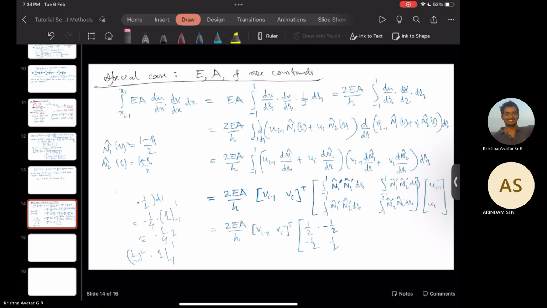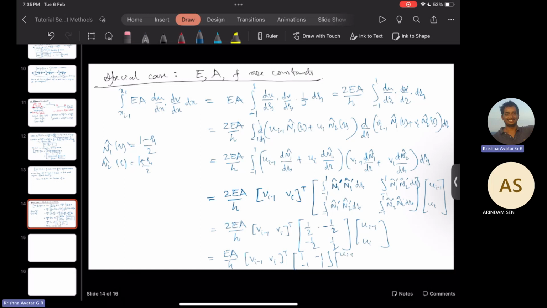This is a simple integration since these are all linear functions. And this we can write as ui minus 1, ui. The more simplified version would be to bring out half from the matrix, and this will cancel with 2 here, so it will be EA by h, vi minus 1, vi transpose. It is 1 minus 1 minus 1 1, ui minus 1, ui. So this was the space for this integration here, right?